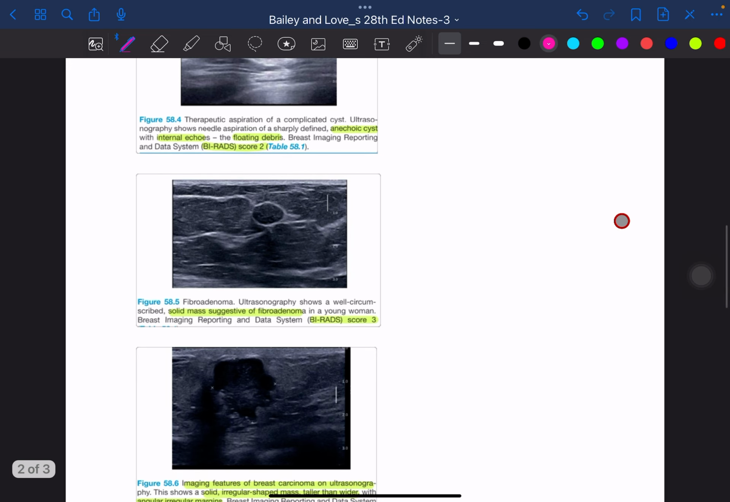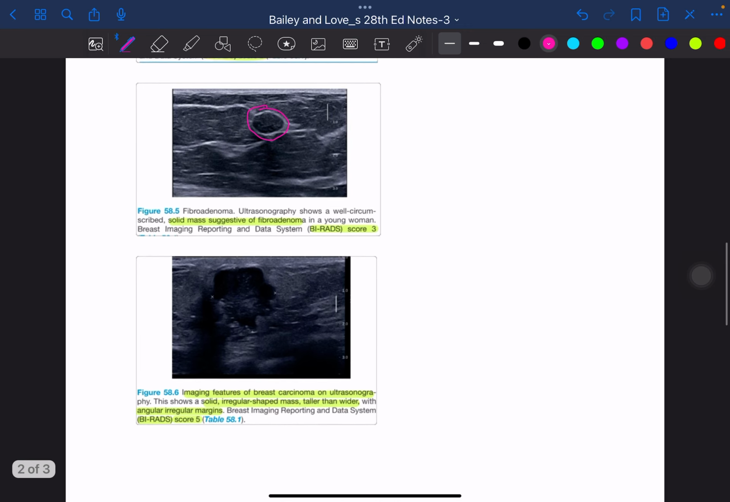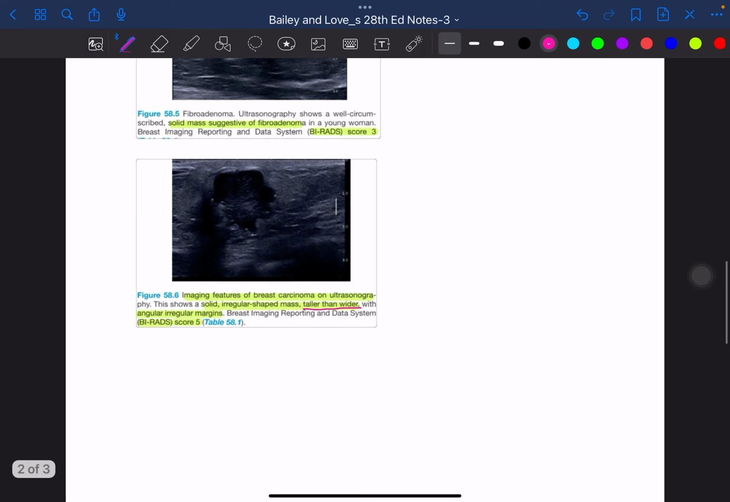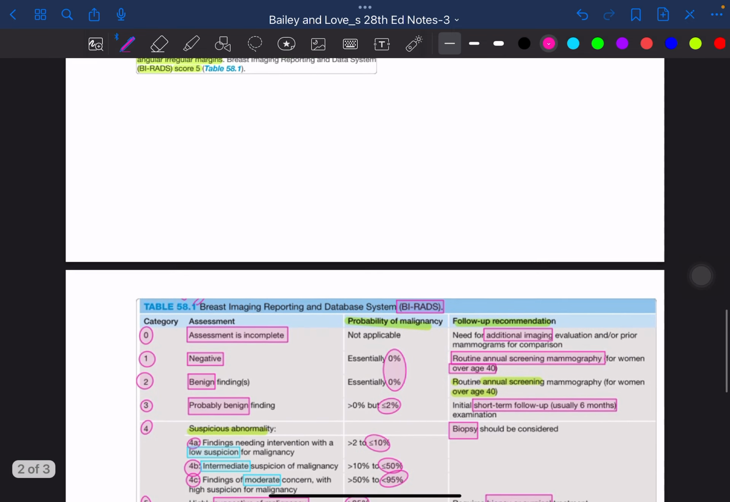So the next one is a fibroadenoma, and fibroadenoma comes under BI-RADS score 3. Okay. And the last one is BI-RADS score 5. In BI-RADS score 5, you will see a solid irregular shaped mass, taller than wide. This is an important one, with angular irregular margin. So this is BI-RADS 5. Okay.